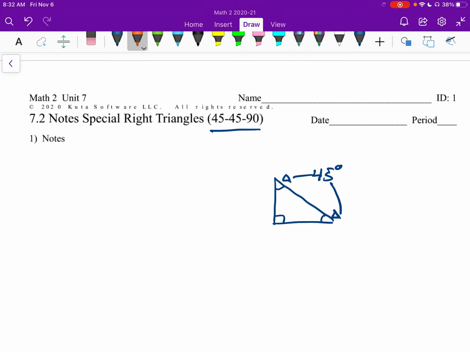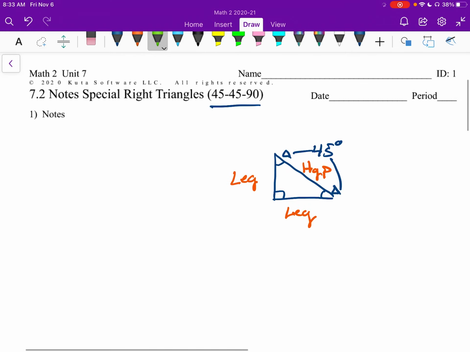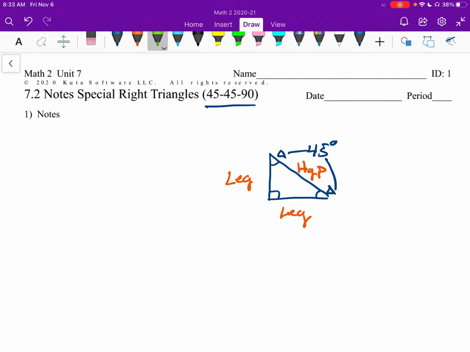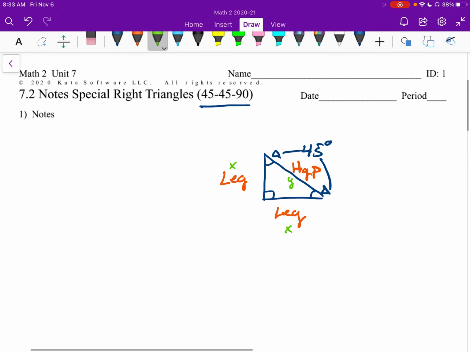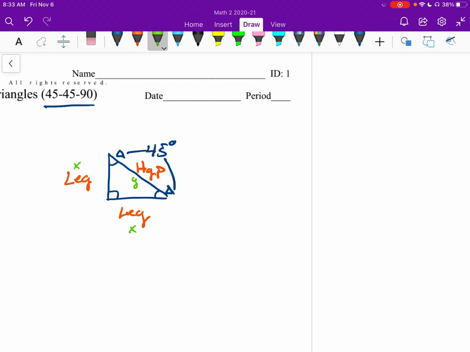In a 45, 45, 90 triangle, the legs are equal. So here's a leg, and here's our hypotenuse. We could say, well, if the legs are equal, what do we want to call them? We'll call them x, maybe. X, x. And if, say, we're trying to find our hypotenuse, we'll call it y for now. Well, if we were to use the Pythagorean theorem, we'd say x squared plus x squared equals y squared, right? The legs and the hypotenuse.